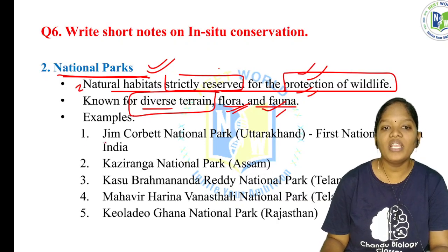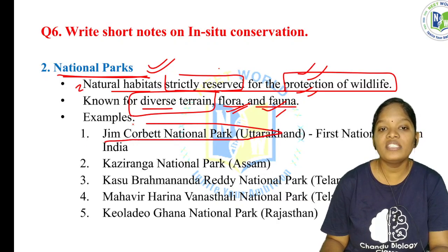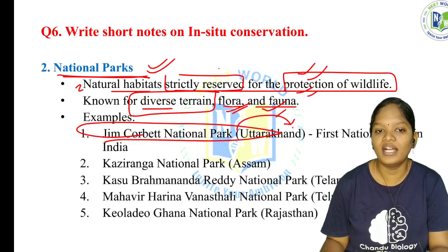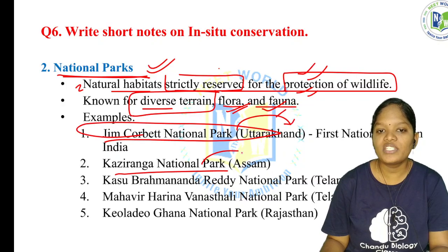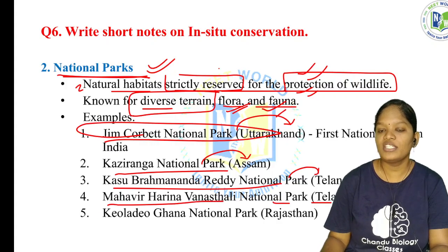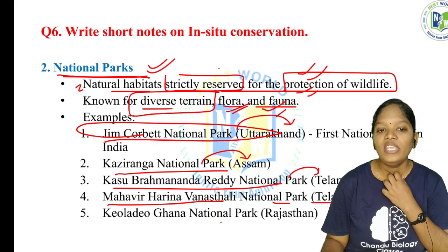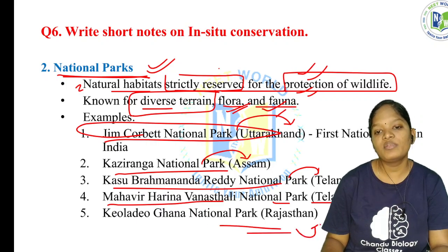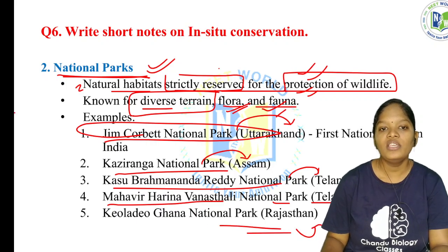Okay, Jim Corbett National Park. This is the first national park in India, which is present in Uttarakhand, and Kaziranga National Park, which is present in Assam. Kasu Brahmananda Reddy National Park, which is present in Telangana. Mahavir Harina Vanastali National Park, it is also present in Telangana, and Keoladeo National Park, which is present in Rajasthan. Okay, so these are all the important national parks.